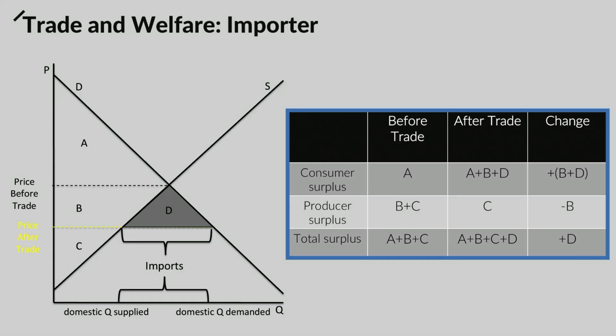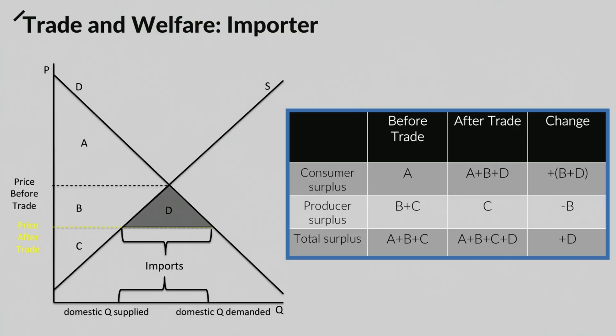What if we open up the economy and other countries have the comparative advantage? Well, we're going to have to lower our price down to that world price of trade, that competitive world price of trade. We're going to have to lower that price down to the price after trade here in the graph. So before trade, what is our consumer surplus? Area A, below the demand curve, above or equal to the price. What is our producer surplus? Area BC, below our price, above or equal to our cost to produce, or our supply curve.